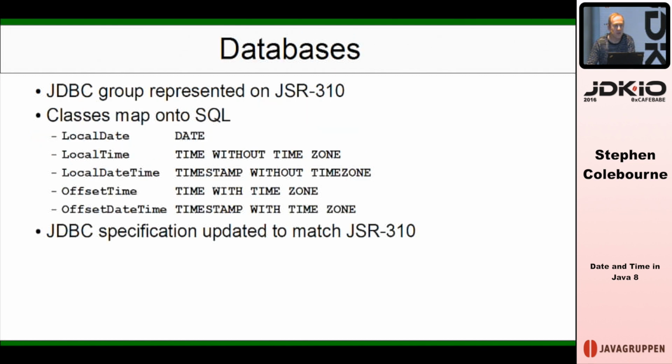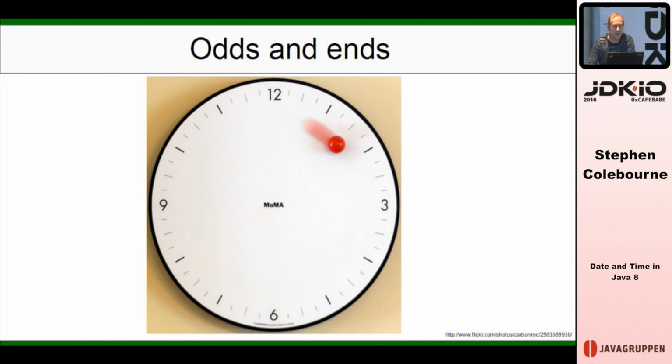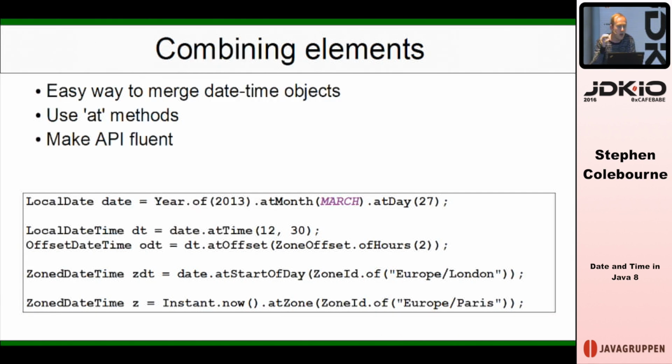These types do map fairly well to concepts that you should see in databases, which is good. Some odds and ends. Because we've got all these different types, you saw earlier local date, local time, year, month, it was necessary to find some way to join these types together. So this is where you'll see methods starting with @.